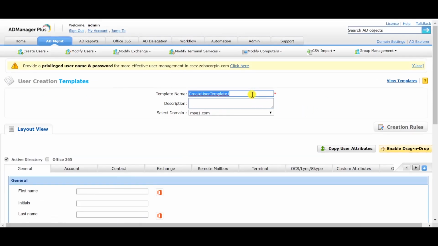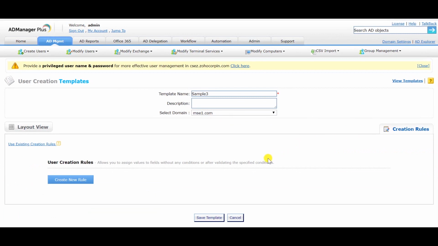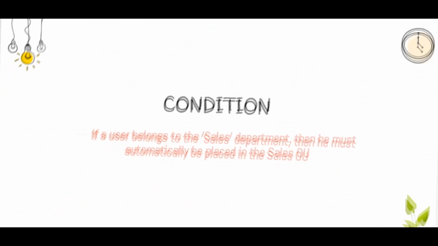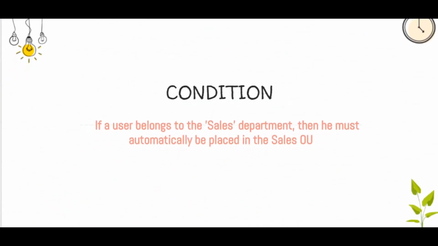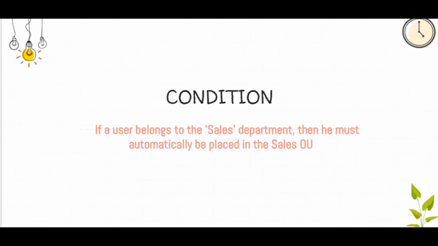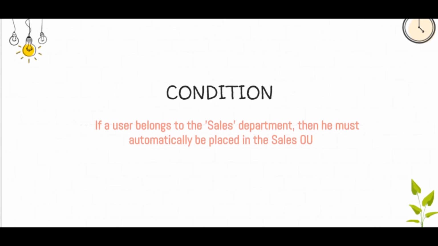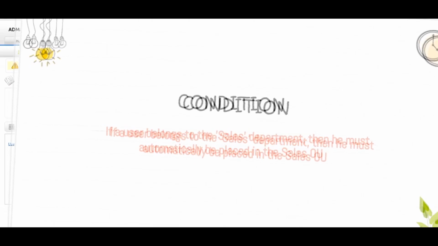Enter the template name. Click on Creation Rules. Here, you can set user creation rules that allow you to assign values to fields without any conditions or after validating the given conditions. For instance, we would like to create a user such that if the user belongs to the sales department, then he must be placed in the sales OU.